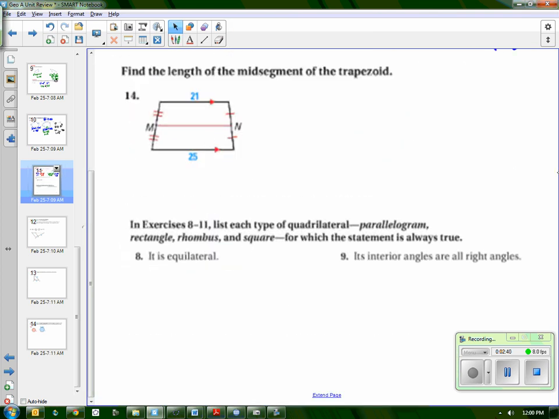Mid-segment of a trapezoid, actually I can do this in my head. 21 plus something is going to be 23. A mid-segment connects the midpoints of the legs of a trapezoid. You can add up the bases and divide by 2. You just average the bases to get 23.